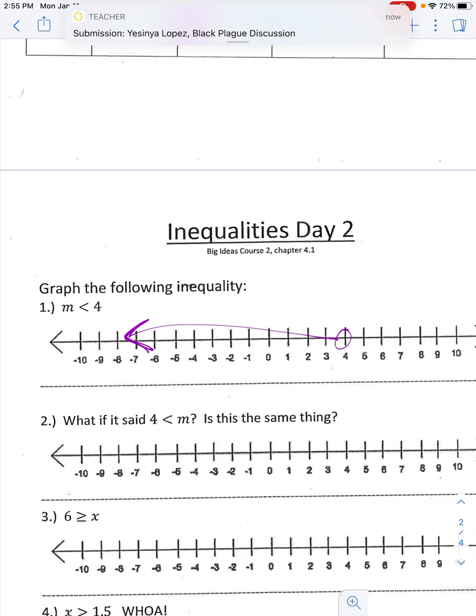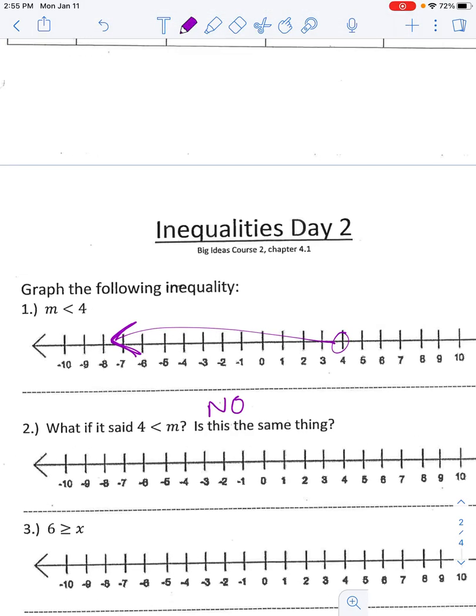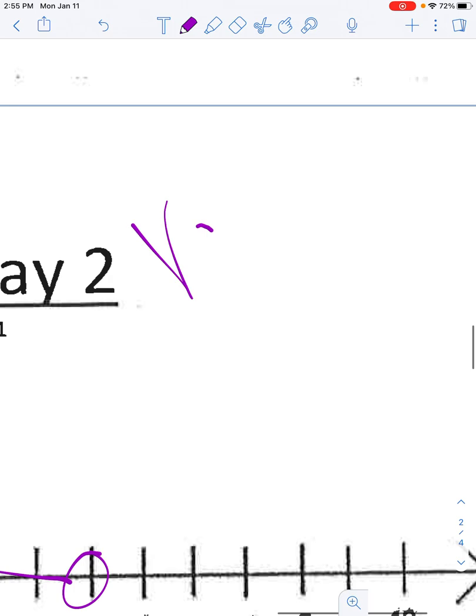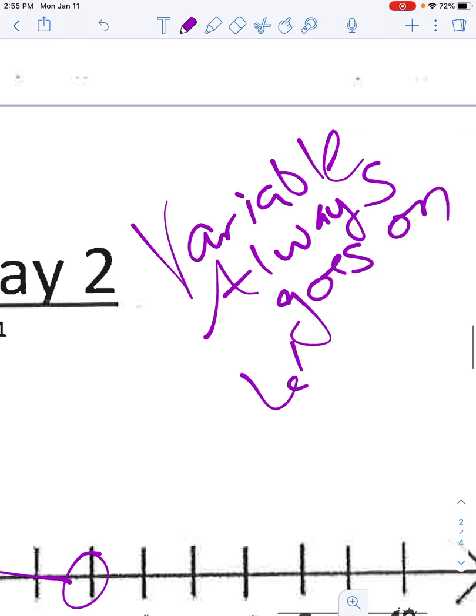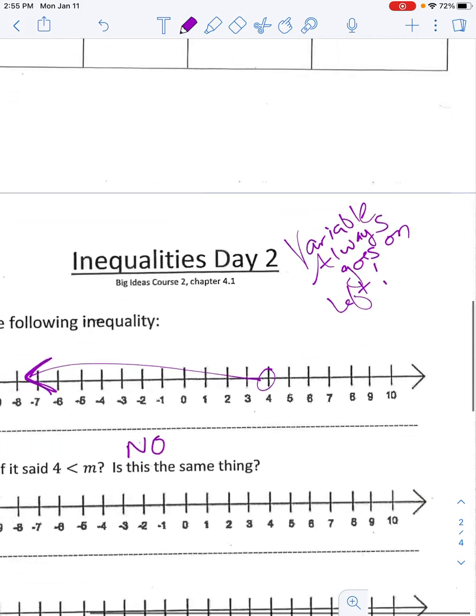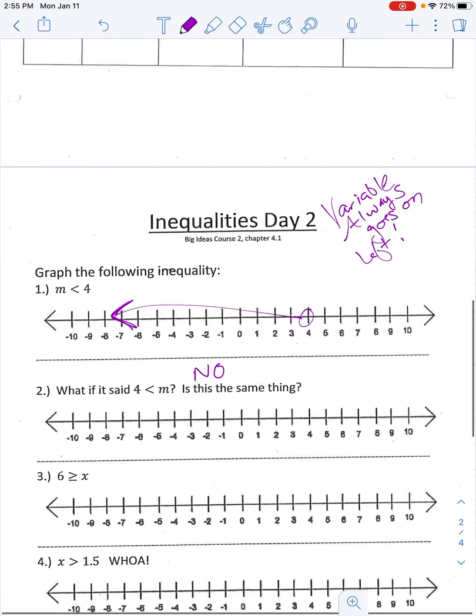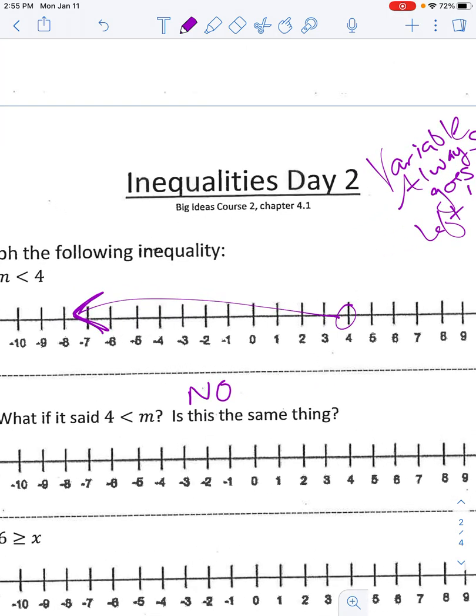Number 2 says, what if it said 4 is less than M? Is this the same thing? And our answer is going to be no, it's not. Okay, here's what you need to remember. Variable, which is your letter, always goes on the left side. Okay, so if you look at number 2, the variable's on the right, that's a no-no. We have to flip it.